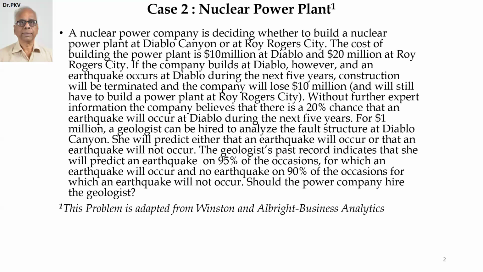If the company builds at Diablo, there is a risk there could be an earthquake in the next 5 years. And if it occurs, the construction will be terminated and the company will lose $10 million, and will still have to build a plant at Rogers City. That means you will be incurring $30 million in case there is an earthquake in Diablo.